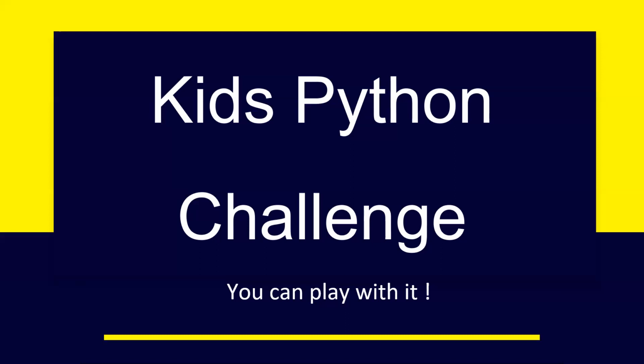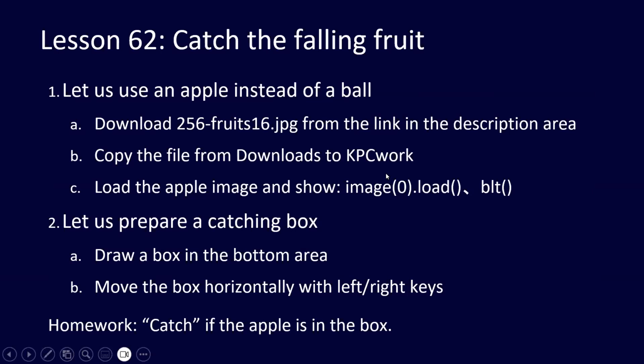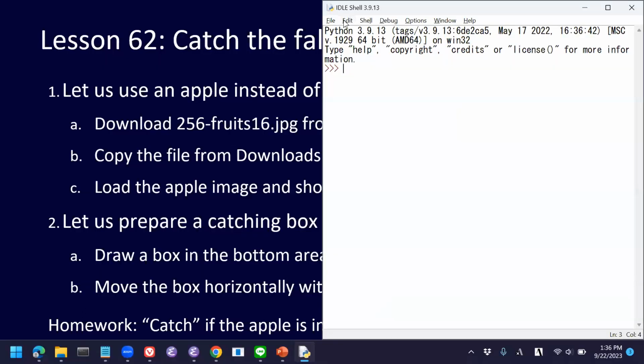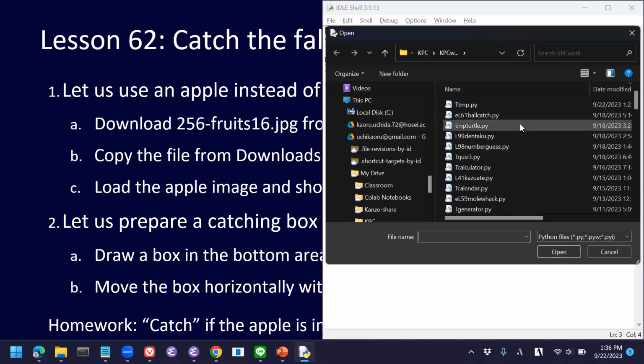So let's continue our fruit catching game. Last time, let's open the code and remember what we were doing. We started to throw or drop an apple instead of a ball, and we prepared a box so that we can catch it. Let's open the code and make it. We have a lot to do, so let's do it quickly.